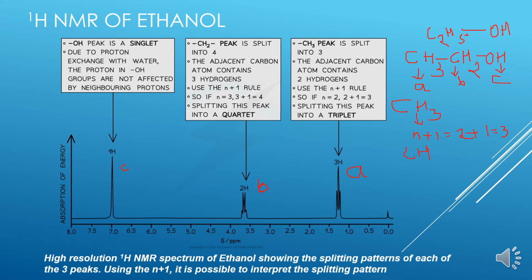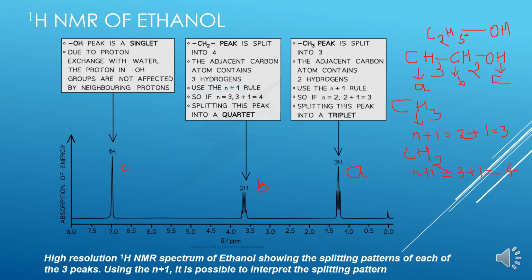Then go for the CH2 protons. For the CH2 protons, there will be 3 methyl protons available. So 3 protons are there, therefore the n plus 1 rule gives 3 plus 1, which means 4. There will be 4 peaks. Understood? So for the methyl group, a triplet peak is available. For the methylene protons, quadruplet peaks are observed.